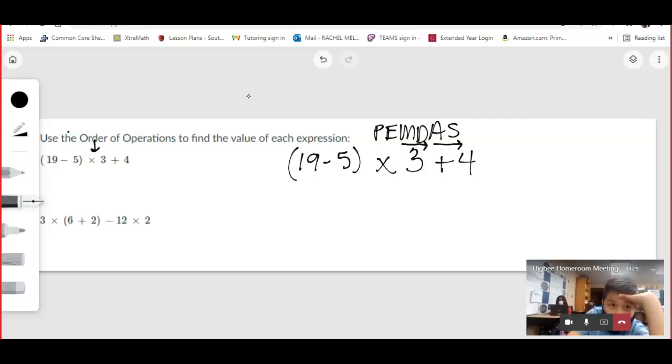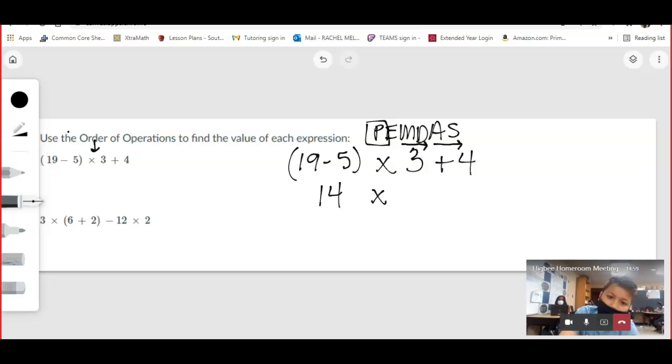So what am I going to do here first? Subtract. Why? Because it has the parentheses. Okay, that's my point here. P is always first. It does not matter what operation it is. If it's in the parentheses, you always do that first. So everybody, what is 19 minus 5? 14.